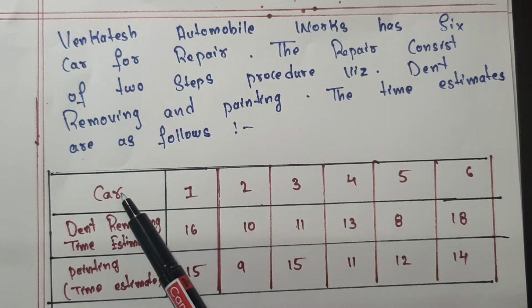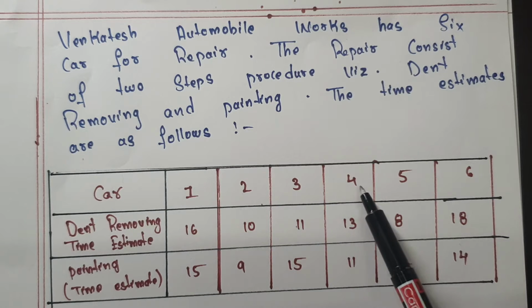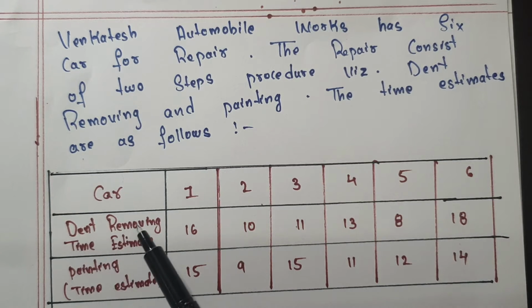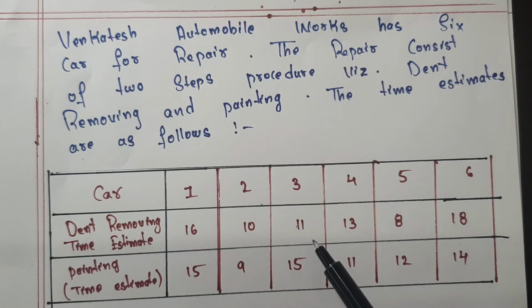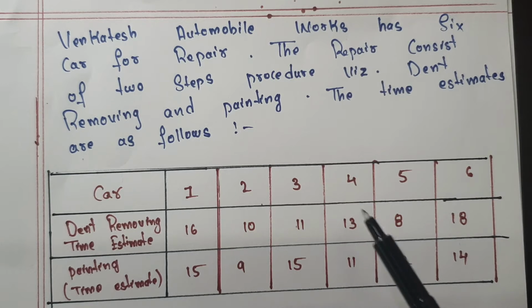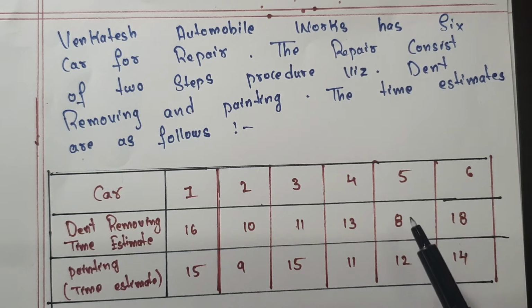The time estimates are as follows. For car 1, car 2, car 3, car 4, car 5, car 6, there is a dent removing time and a painting time. For car 1, dent removing takes 16 hours and painting 15 hours. For car 2, dent removal 10 hours and painting 9 hours. For car 3, dent removal 11 and painting 15. For the fourth, 13 and 11. For the fifth, 8 and 12. For the sixth, 18 and 14.